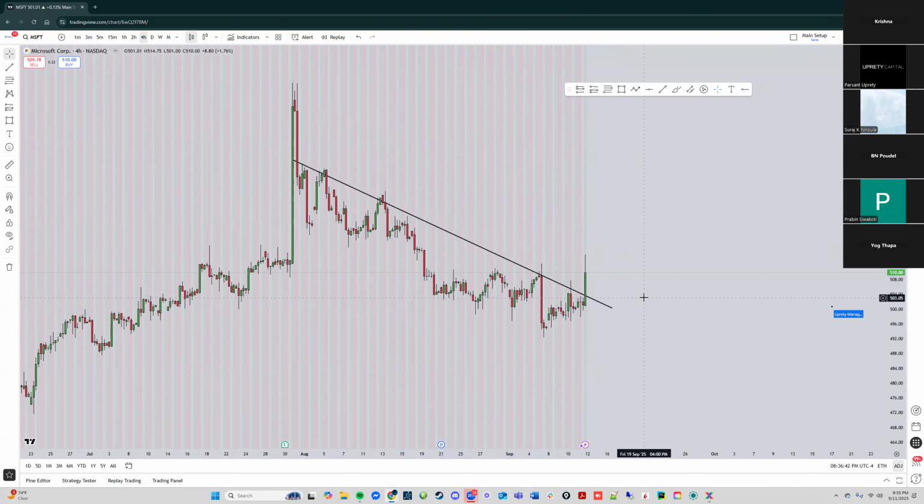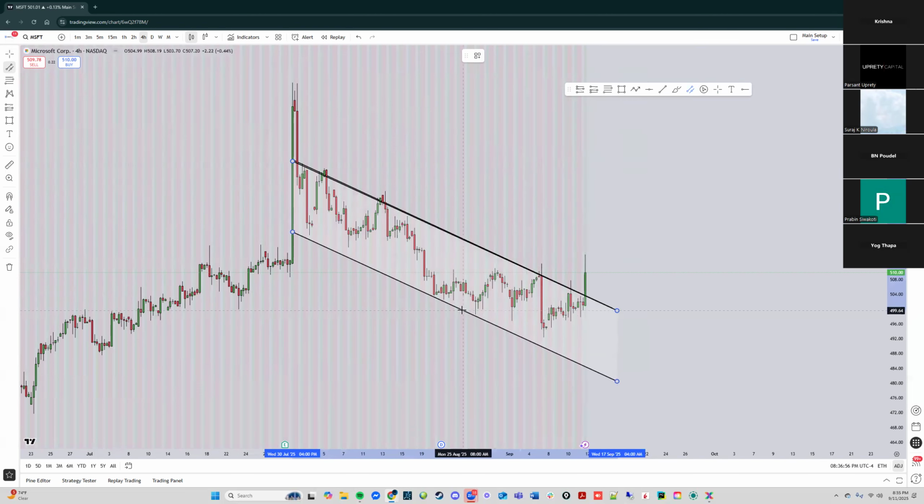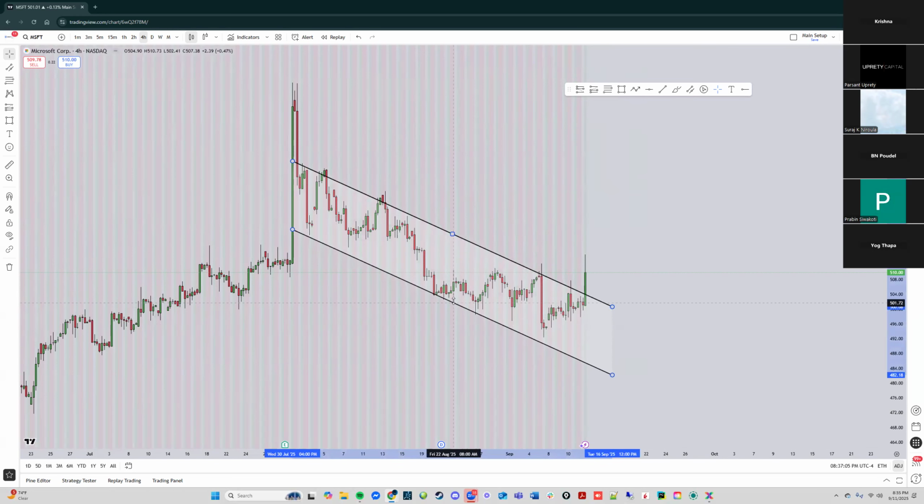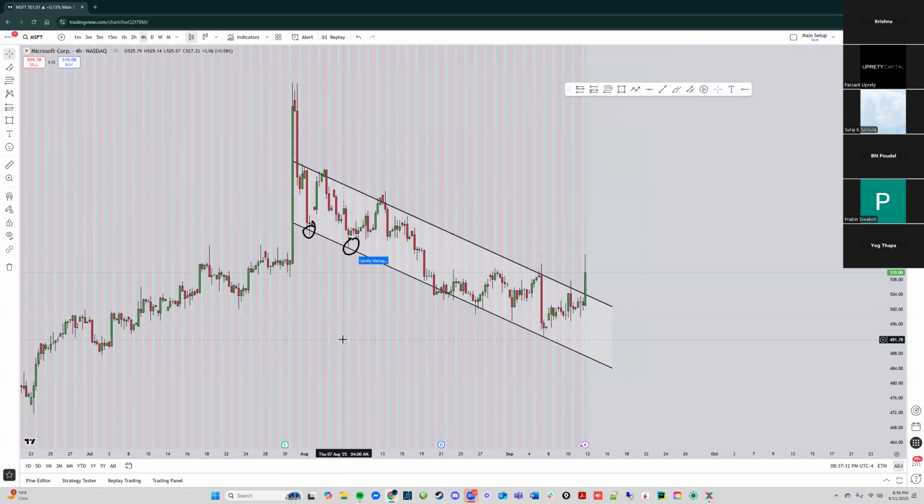Somebody was asking about this earlier: I really like to see nice rejection, and that's what I'm seeing here. Now we have to validate this by saying, can I draw a channel here? You see how we just got a channel now? When I get rid of this and we put this back on here, the channel doesn't look too bad, but why would I make a channel here when I can make it just a little bit tighter and get even more touches? We were missing these touches if I don't make the channel tighter.